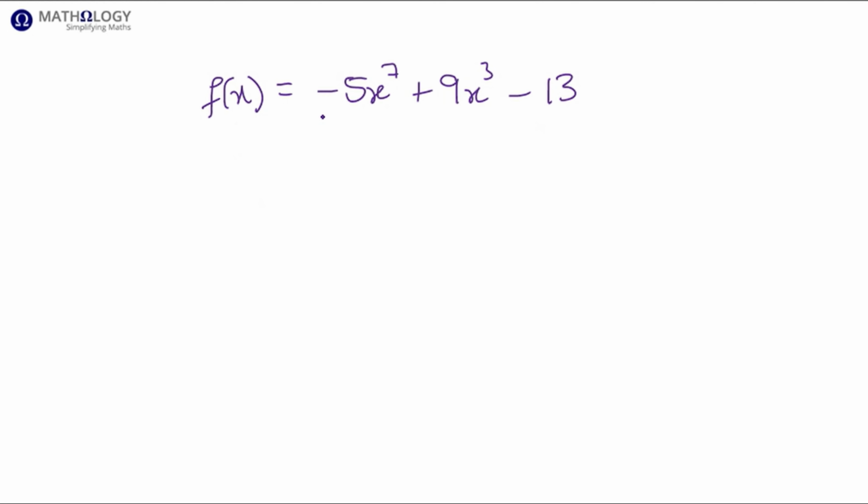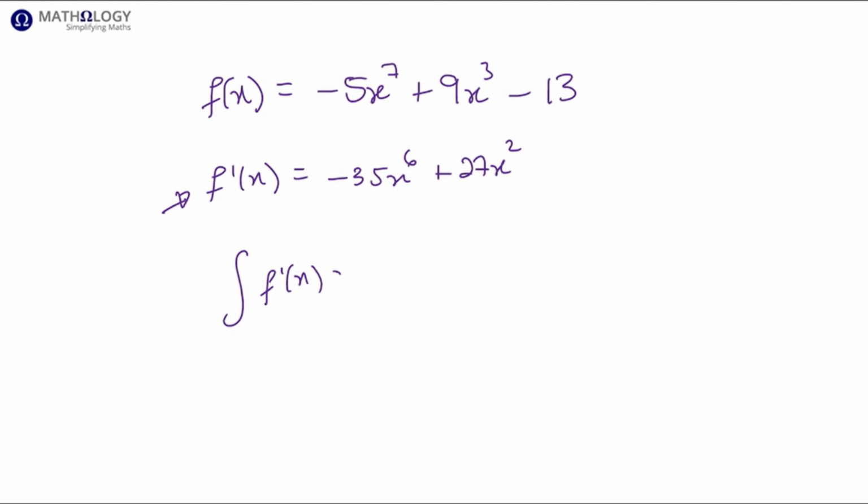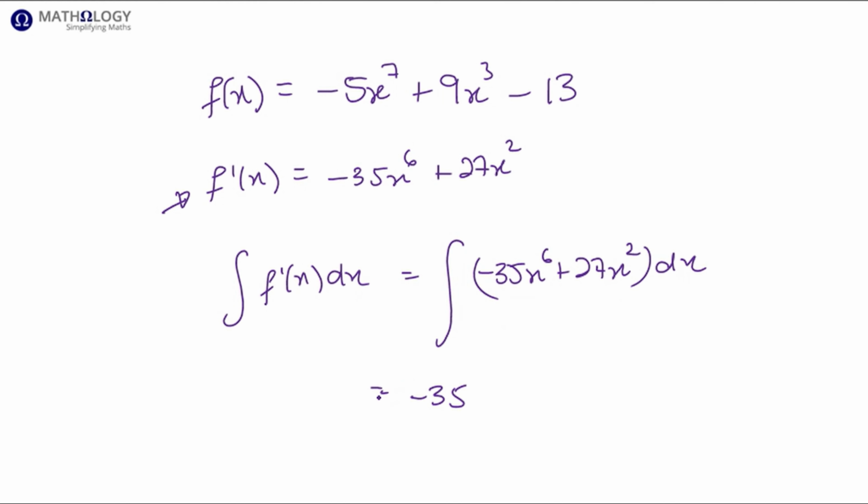Okay, given a function f of x equals minus 5x to the 7 plus 9x cubed minus 13, when we differentiate this function, we get minus 35x to the 6 plus 27x squared, and the derivative of the constant is going to be 0. Now we're taking the derivative function, and we're going to integrate it to find the original function. So we're going to integrate f prime x with respect to x. The constant plays no part, so you can just pull that out.